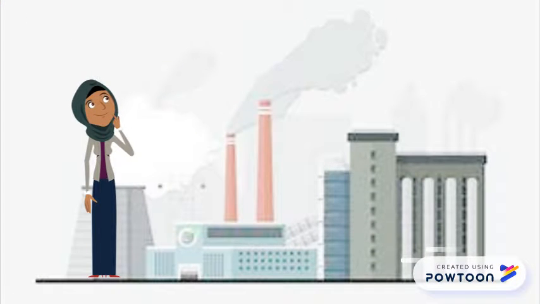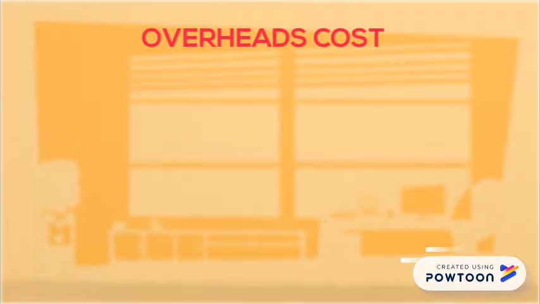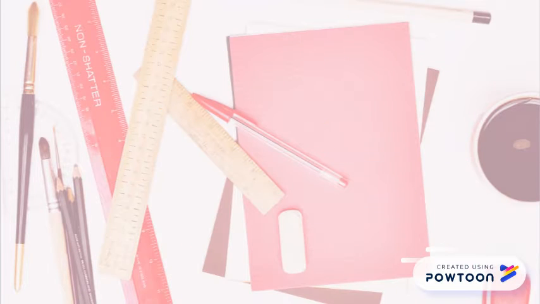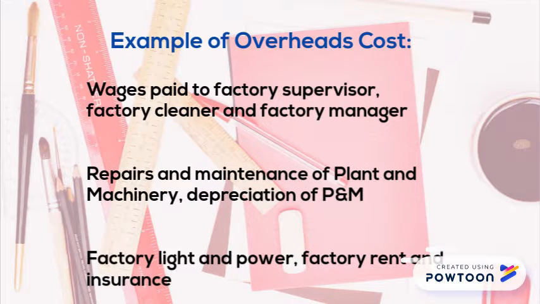What do you know about overhead costs? Overhead cost is the costs that are not directly related to the production process. We also call it fixed expenses. There are a lot of examples when we talk about overhead costs, such as salary to factory supervisor and repair and maintenance for plant and machinery, and its depreciation also.